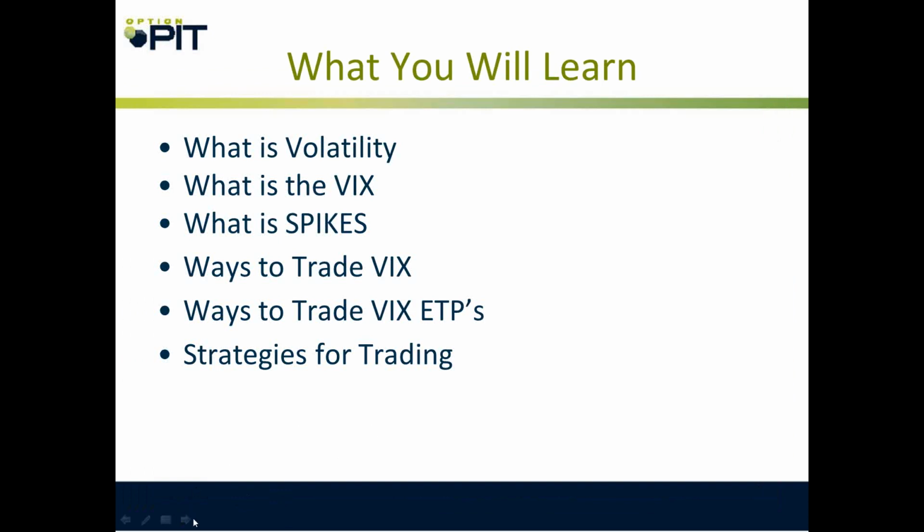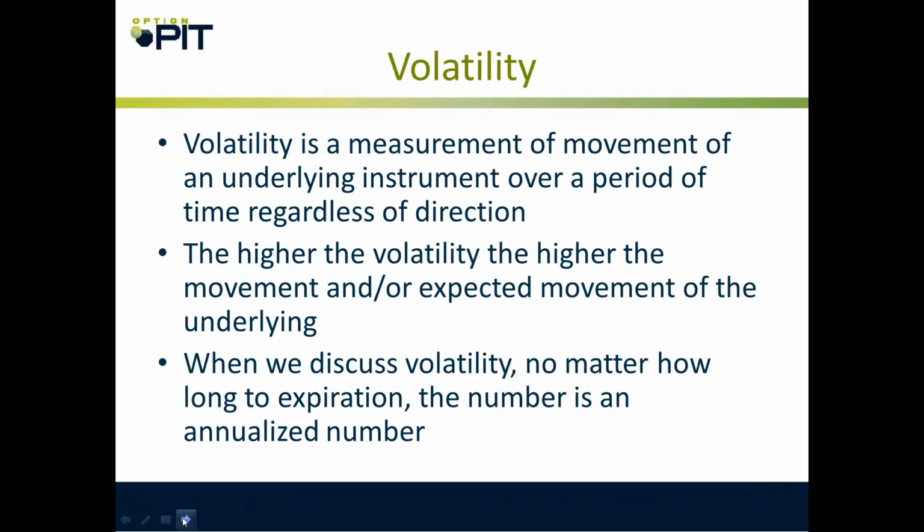So let's start with volatility. Volatility is a measure of movement of an underlying instrument over a period of time regardless of direction. The higher the volatility, the higher the movement or expected movement. When I discuss volatility, no matter how long to expiration, the number is annualized.